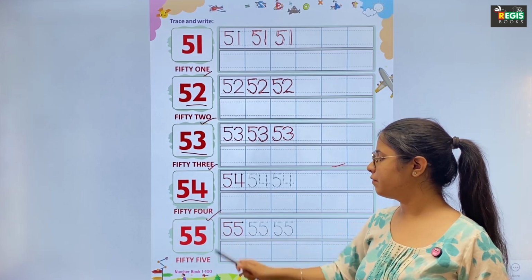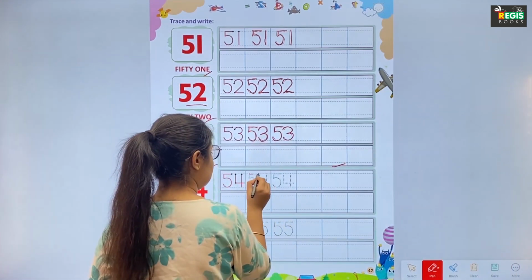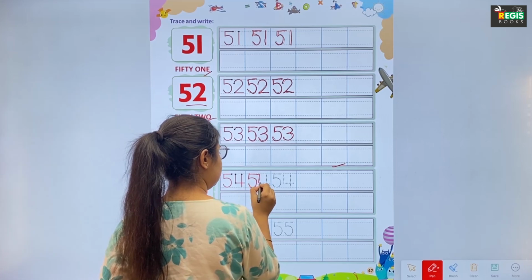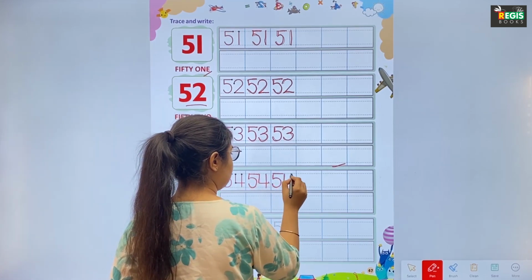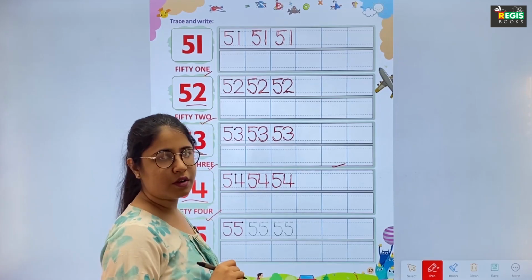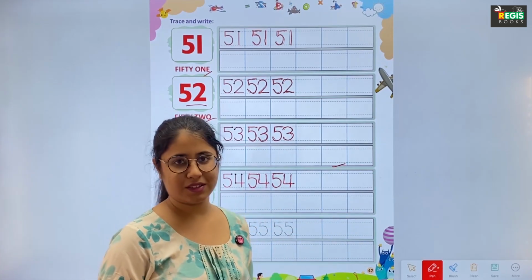5, 4, 54. Write the number 54 in the rest of the boxes to practice it.